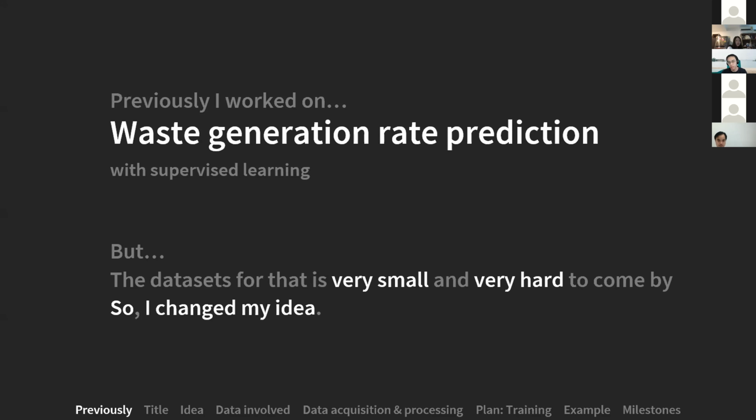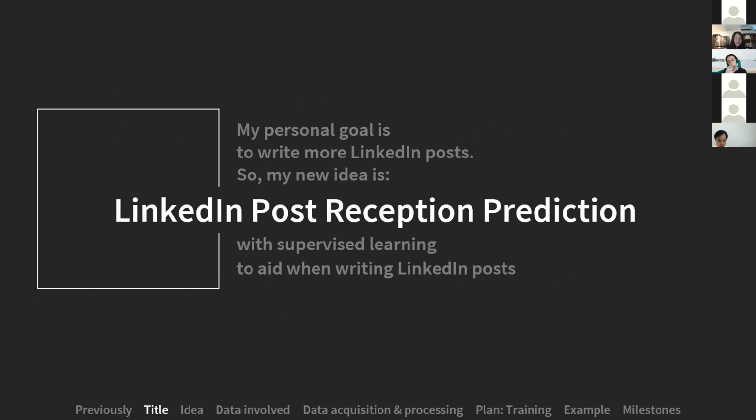Okay. So previously I worked on waste generation based on demographic data, but since the data sets were from government data, the ones that I have access to were very small and difficult to use. Generally, they are in PDF format, which really sucked. So I decided to change my idea to LinkedIn post reception prediction. Since I have a personal goal to write more LinkedIn posts, I figured it would be fun to come up with my own formula of good posts. This is to be done with supervised learning.